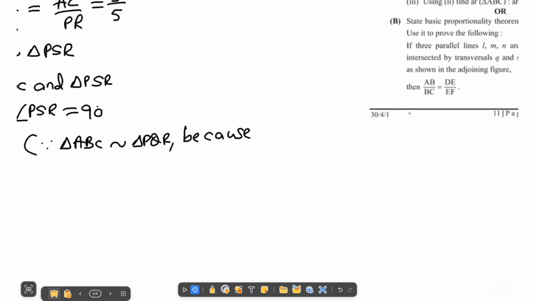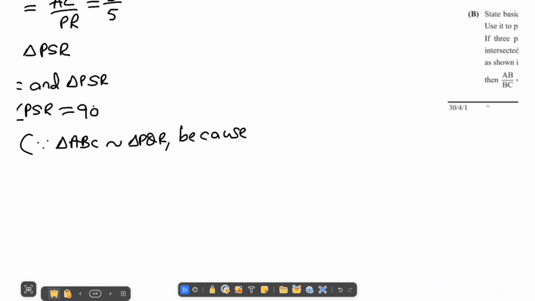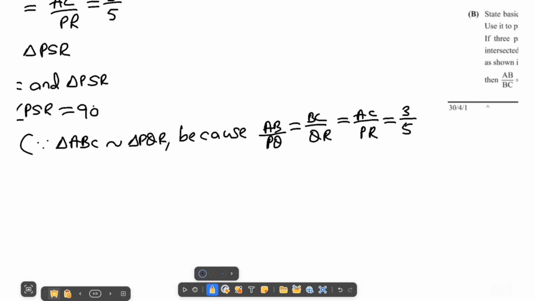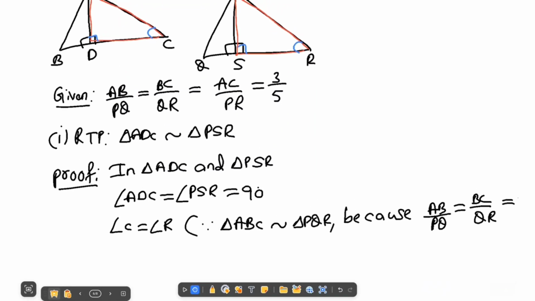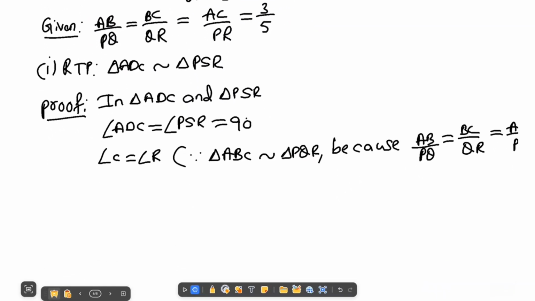So what you have to write? Their corresponding sides are proportional, meaning we have AB by PQ is equal to BC by QR is equal to AC by PR, all are equal to 3 by 5. So by triple S similarity, both the triangles are similar. When the triangles are similar, we know that corresponding angles are equal. So that is how angle C is equal to angle R.